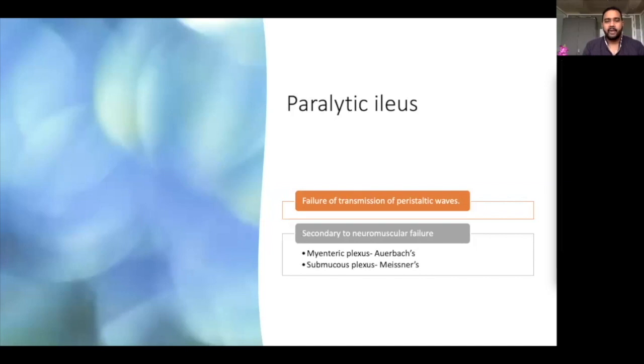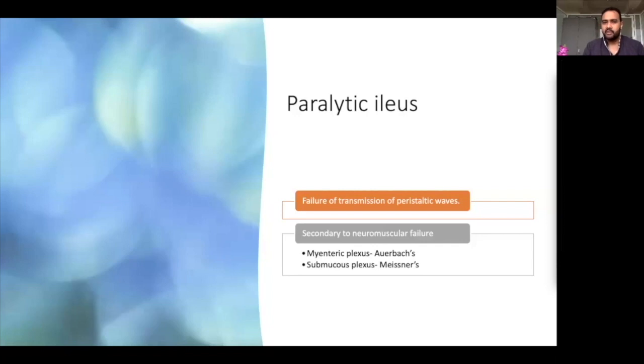So what is paralytic ileus? Paralytic ileus is due to some failure of transmission of the peristaltic wave. The peristaltic wave is necessary for the bowel contents to move forward. But whenever the peristaltic wave is affected, we call it a paralytic ileus. So why are these peristaltic movements affected? It is mainly secondary to neuromuscular failure. Whenever there's a neuromuscular failure, the bowel will be paralyzed. That is what we call paralytic ileus.